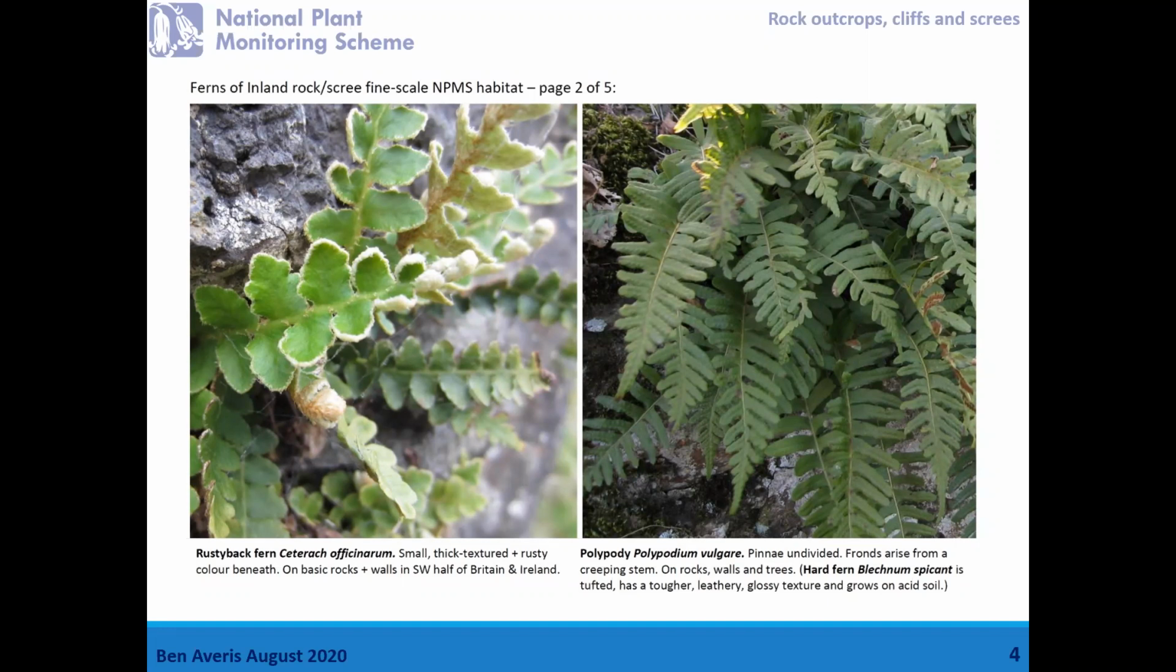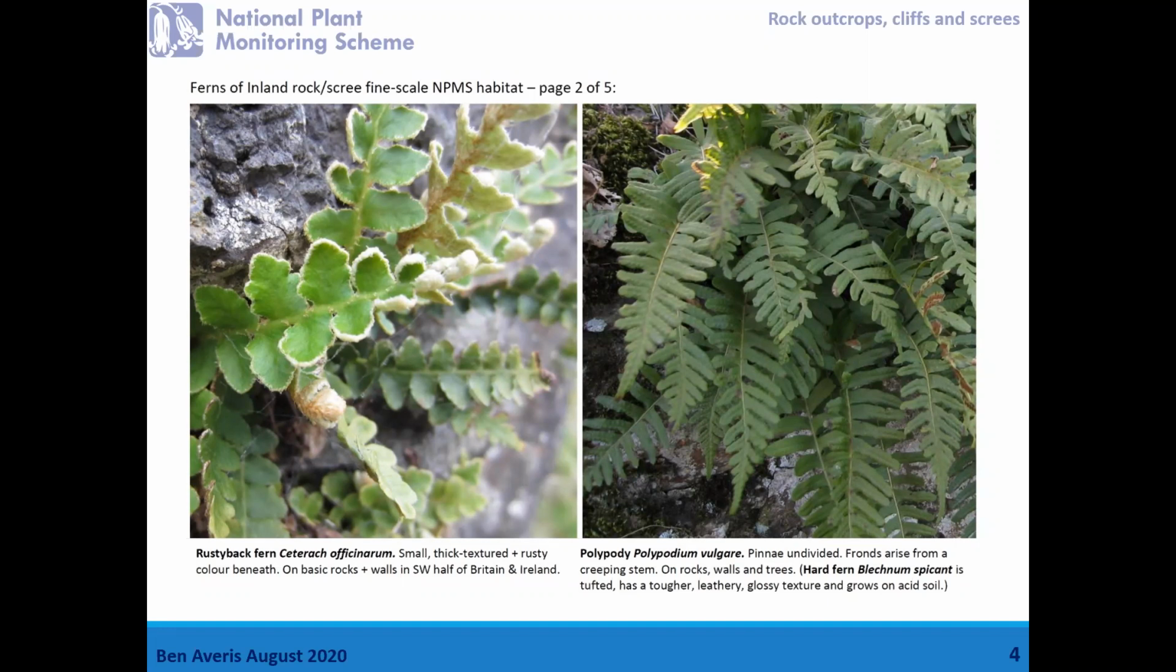But polypody is not glossy, and it's not so definitely tufted as the hard fern is. So it's easy to tell the two apart.